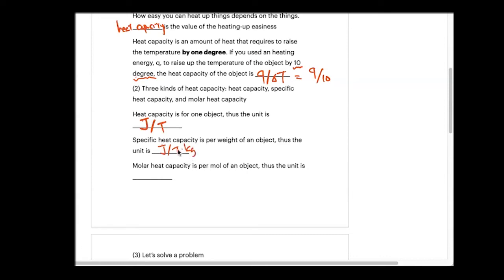Again, it is important that you should always use the standard unit so that you don't get confused. And kilogram is the standard of this unit, so you had better use this unit. And if it is the molar heat capacity, it is going to be joule per degree, and instead of using kilogram, you're going to use mole. So this is the unit of the molar heat capacity.